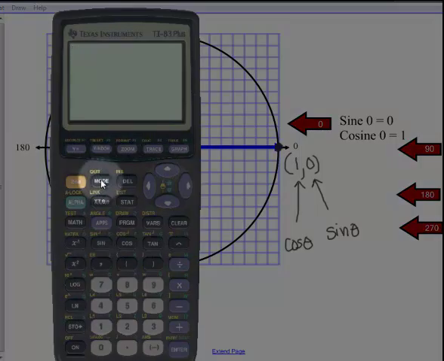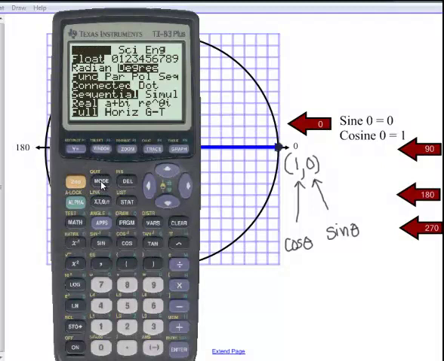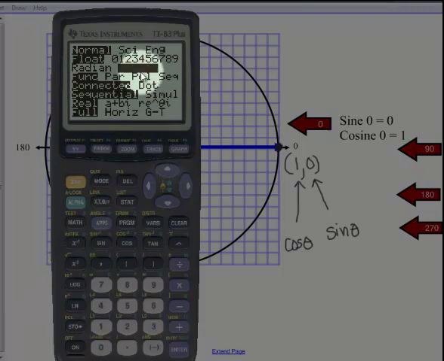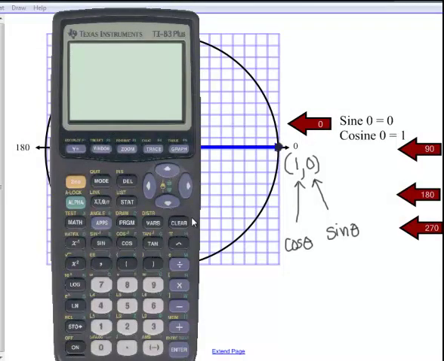What you want to do is press the word mode on your calculator. I want to make sure that when I look up here that degree is highlighted. So if it's not, move your cursor over, press degree, and then press enter. Okay, so if I do this now, the sine of 0, hey, look at that, it's 0. And the cosine of 0 is 1, just like we figured out.